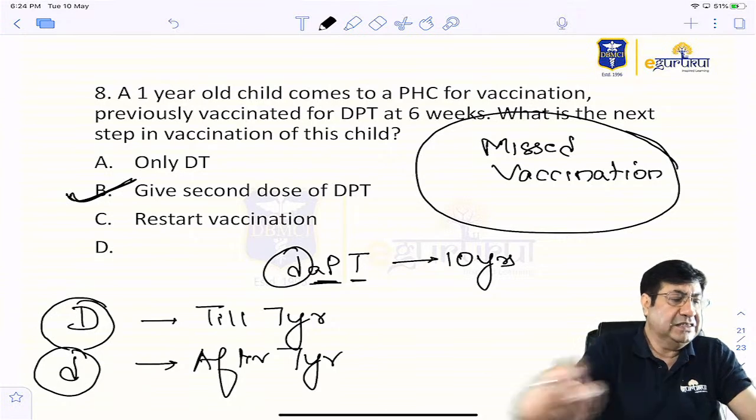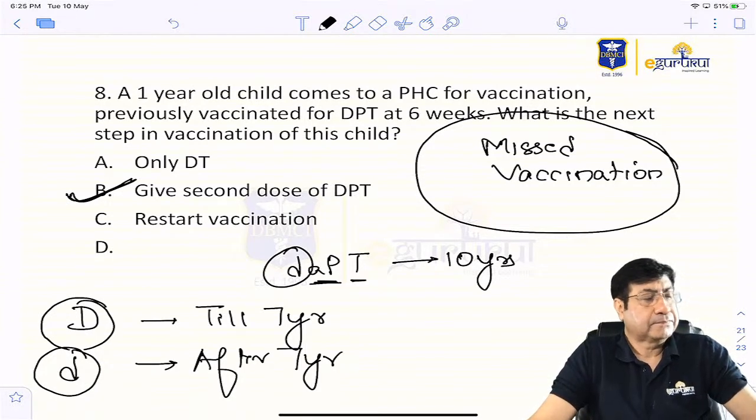So if you have any questions, you can ask me. Abbreviation small d. Small d means lower dose of it.